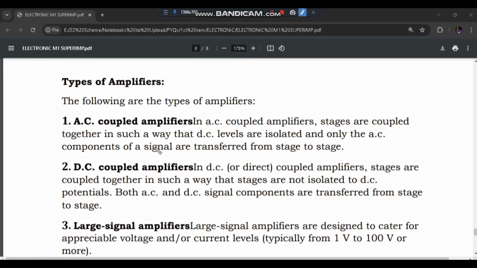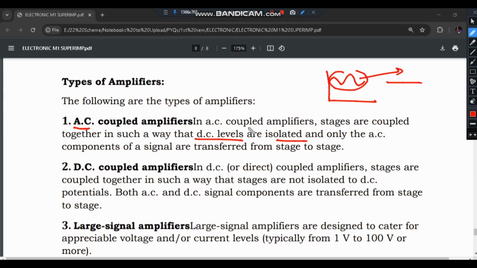In an AC coupled amplifier, what happens? The components are transferred from stage to stage. A current has both an AC component and a DC component. So what does an AC coupled amplifier do? It will just take the AC component and amplify it, and the DC will remain the same. A DC coupled amplifier will do the reverse of it. Both AC and DC components are transferred from stage to stage. In AC coupling only AC will happen, in DC coupling both will happen.